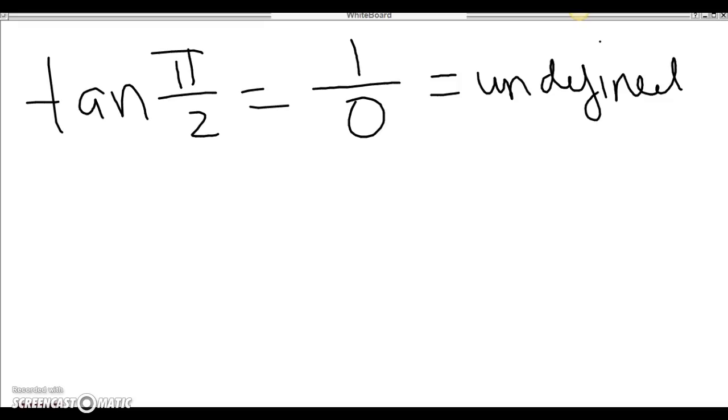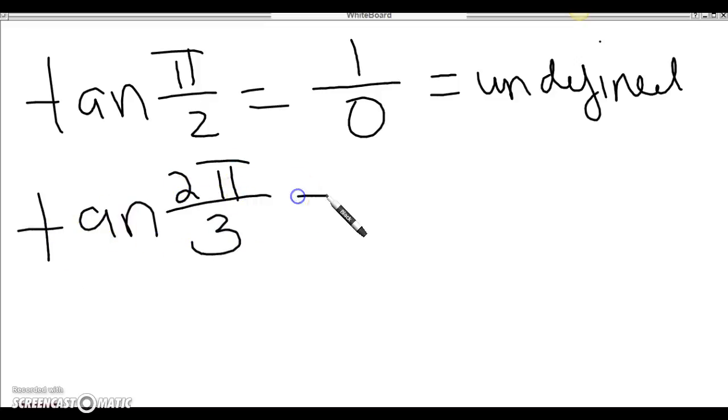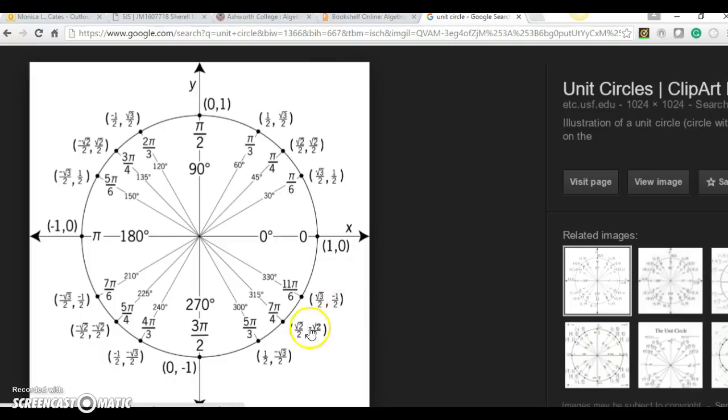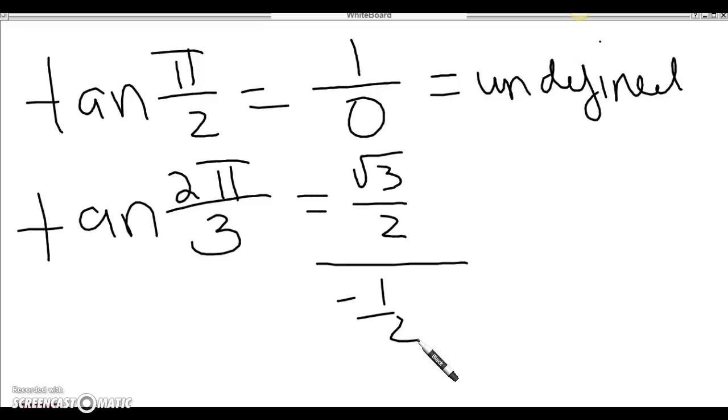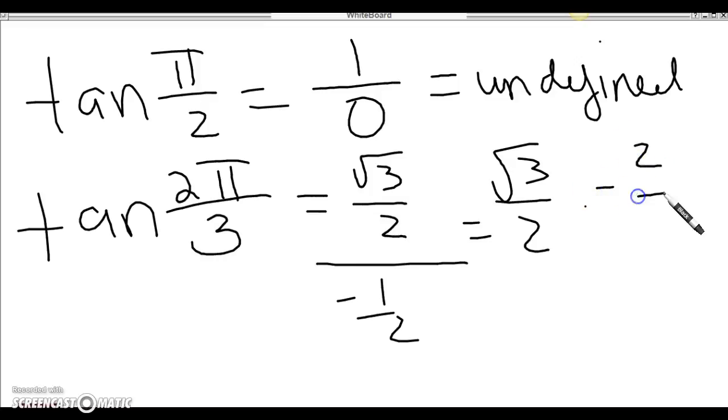Tangent of 2/3 pi. Okay, we'll pull it up and see where it is on the unit circle. So 2/3 pi is right here. So I have the square root of 3 over 2 divided by -1/2. And I just have to solve that. So that's going to give me the square root of 3 over 2 times -2 over 1. Those cross out, and I get negative square root 3. And then the last one.